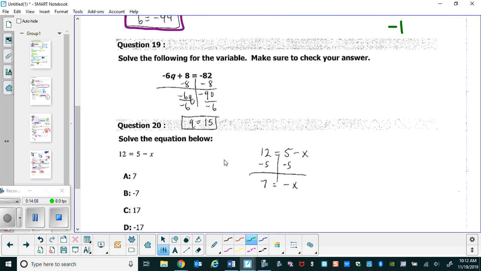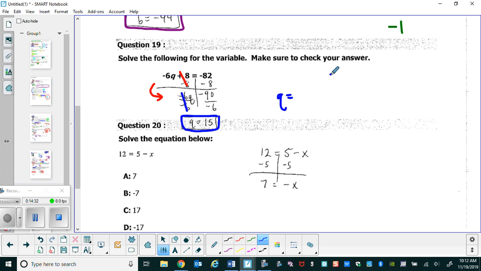All right, we are almost done here. We're on number 19. So once again, we have 2 steps to take. We have a positive 8, so I'm going to subtract 8 on both sides. That cancels out. I can just bring down my negative 6q. And over here, negative 82 minus 8 is negative 90. Now I'm going to divide both sides by this negative 6, and so q would be the positive 15.